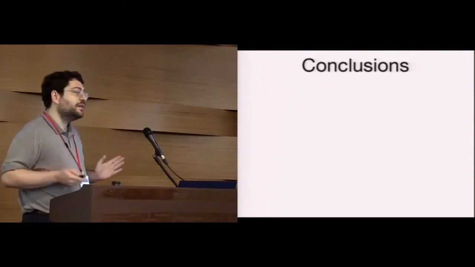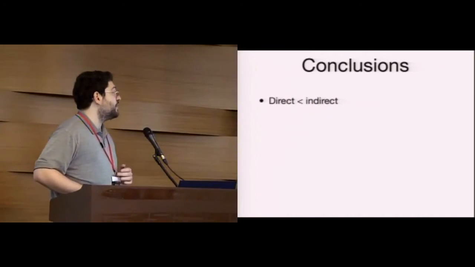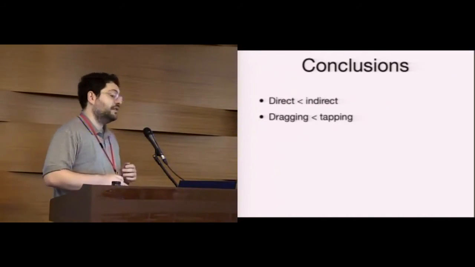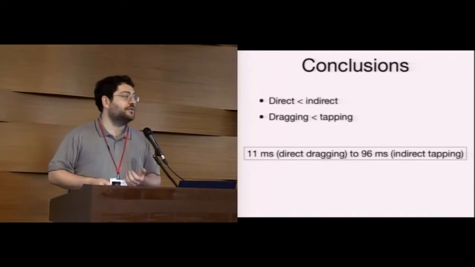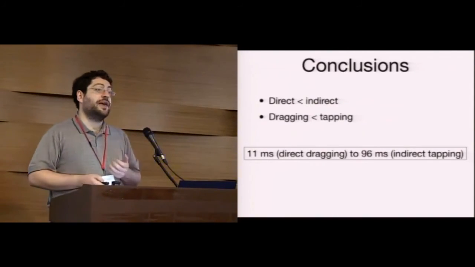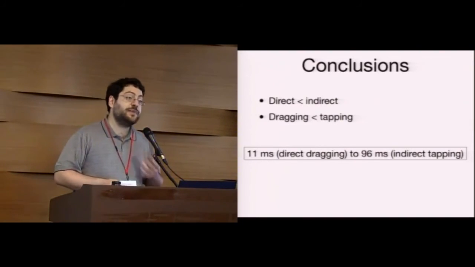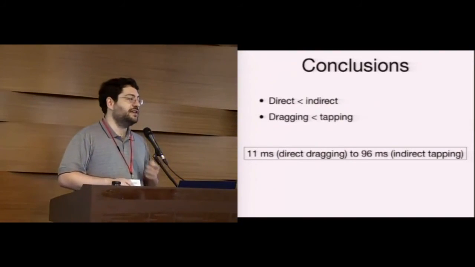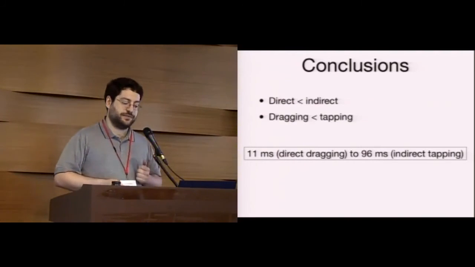So, in general, every study we did showed that the direct performance is better than indirect and the dragging is better than tapping. And if you look at it from a thresholds point of view, there's essentially an order of magnitude difference, 11 up to 96. So this means if you want to hide the latency in a device, it's better to have people tap than drag, and it's better to have an indirect system rather than a direct system.